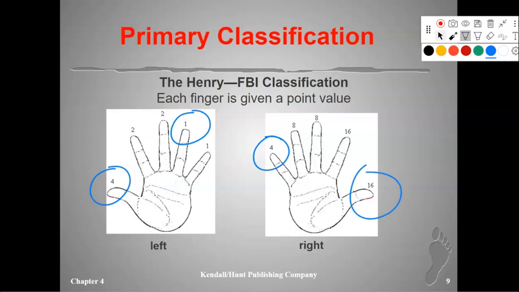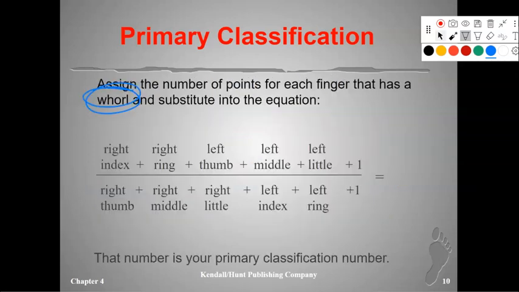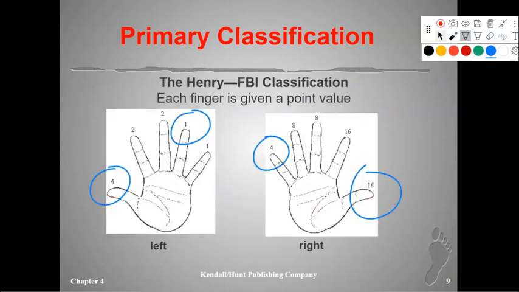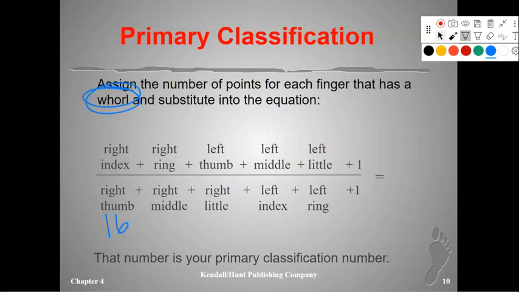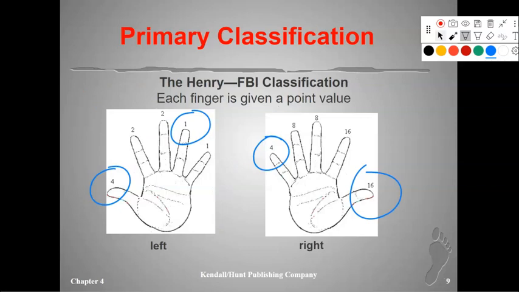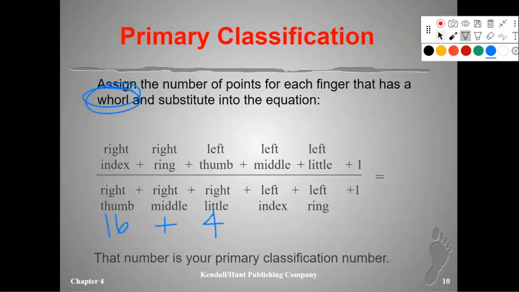All right, so what we do is we go put those numbers in where that finger is on the code. If you don't have a whorl there, it's a 0. So they had a whorl on their right thumb, which means this is a 16. They had a whorl on their right little finger, so that's right here, so that's +4. And then on their left ring, it was a 1. And on their left thumb, it was a 4.